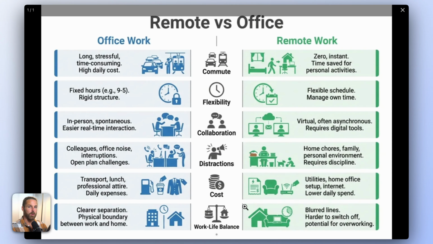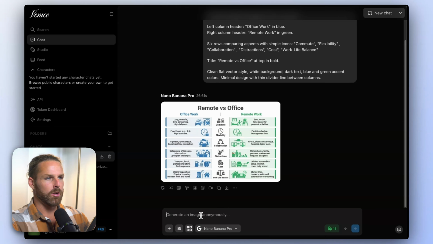And there we go. Notice how we did this horizontally in a widescreen, and so it took advantage of that extra space. It made bigger icons and then put the row headers here in the middle. Creative, right? Let's try this again.